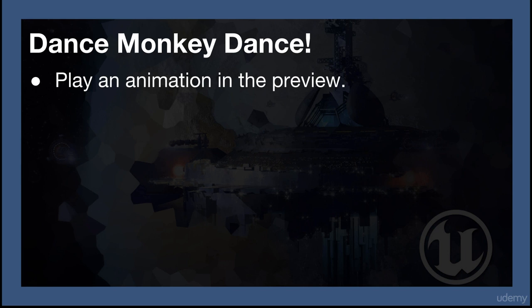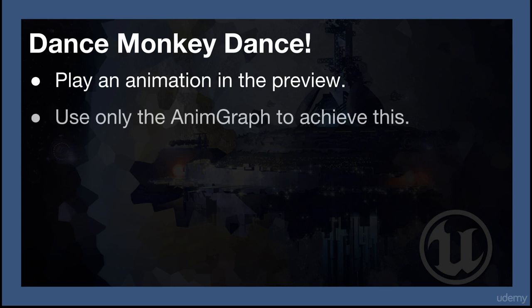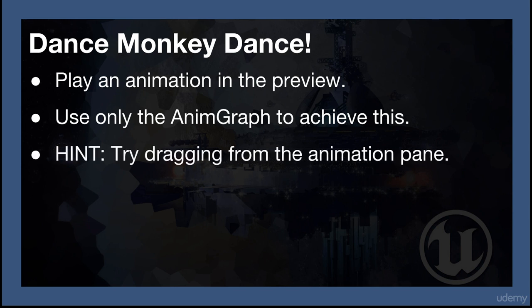But I just want you to get used to using the animation blueprint editor and trying out all of the different windows. So you need to get, obviously, to the anim graph in order to do this. And then I'd like you to use only the anim graph to achieve this. Make it play an animation using the anim graph and what you know of how blueprints work. And hint, try dragging from the animation pane, from that asset browser pane, into the anim graph and see what happens. So pause the video and have a go.